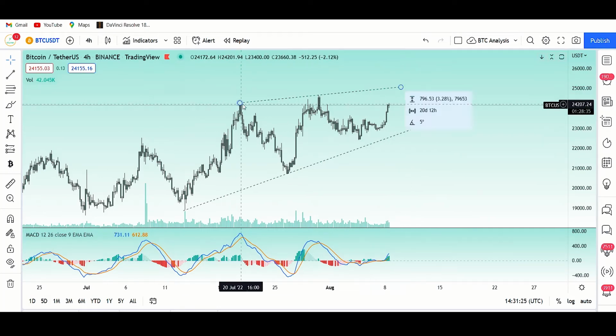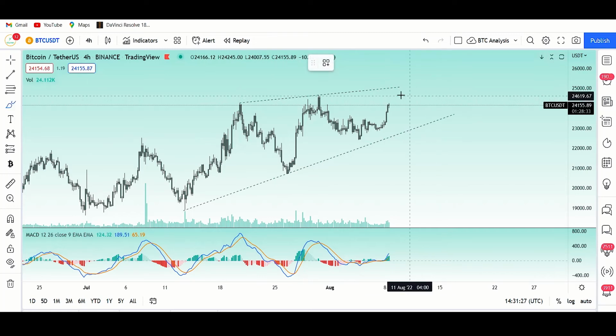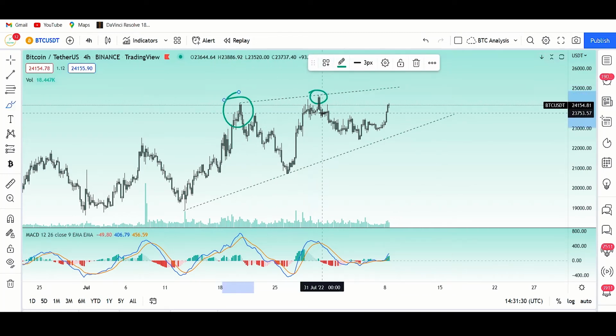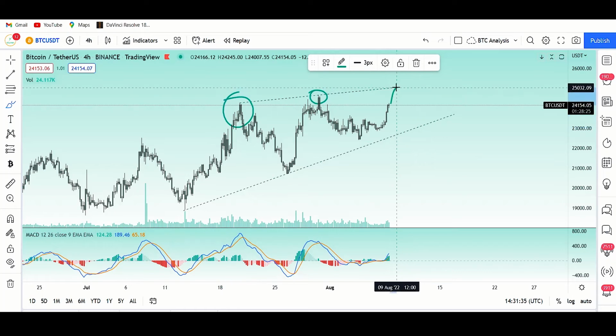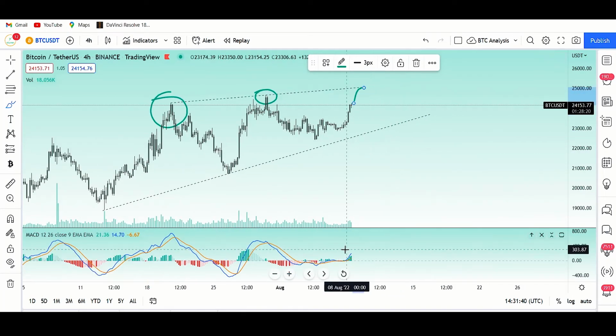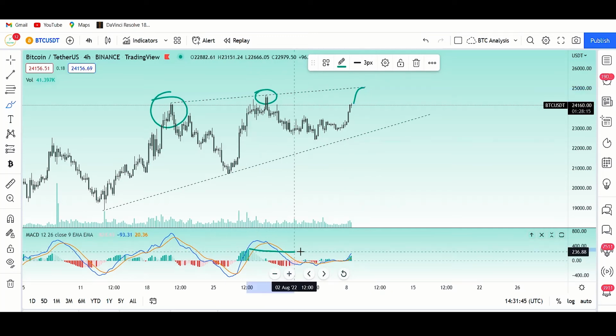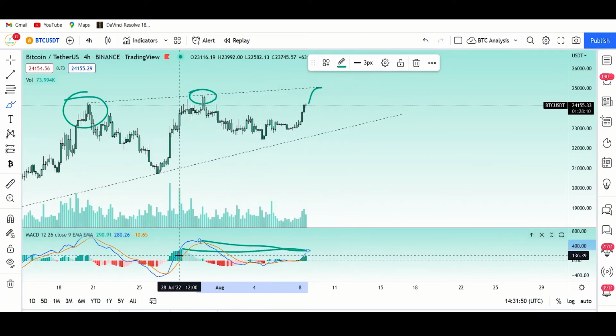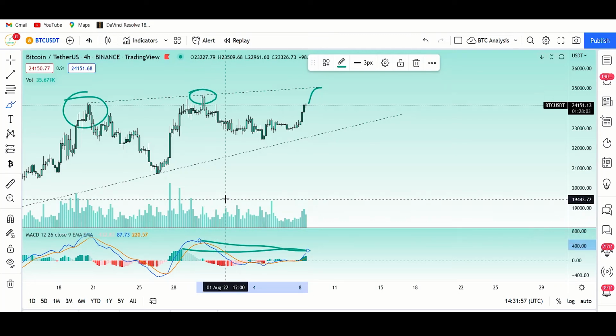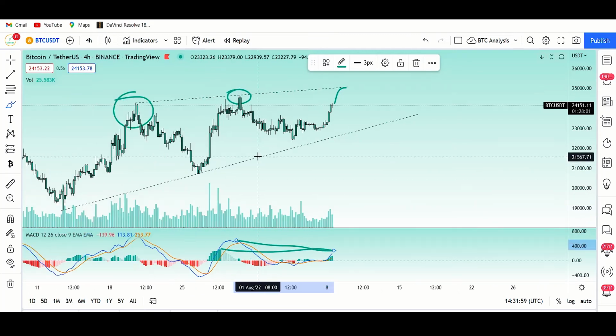Okay, we can see this resistance line, which has been touched by Bitcoin twice. I think we can see another touch of this resistance line, and what we can see on the MACD histogram is the strongest potential bearish divergence. We can see the divergence with the MACD histogram and with the MACD lines also. It means a very strong signal, and potentially it could be the reversal point.